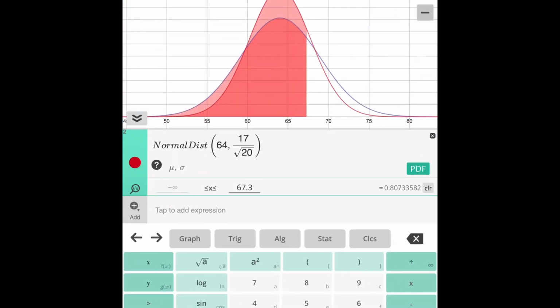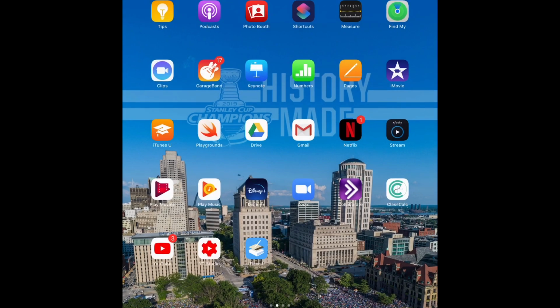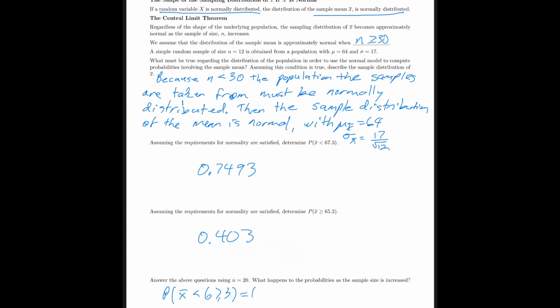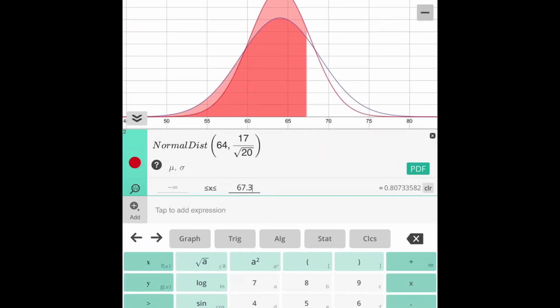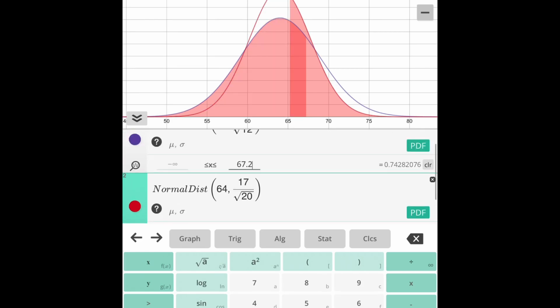So because the mean is in the middle, when we did the probability that x bar is less than 67.3, I actually put in 67.2, it occurs to me. So I need to change that to get the right answer. But if I put that in, I get 0.8073. So when the mean is part of the probability you're finding, if your n goes up, the probabilities get higher.